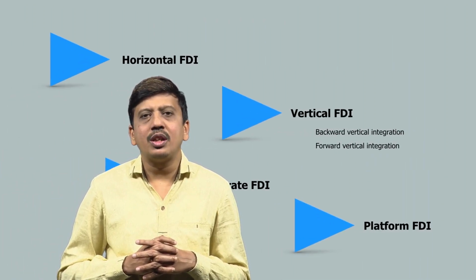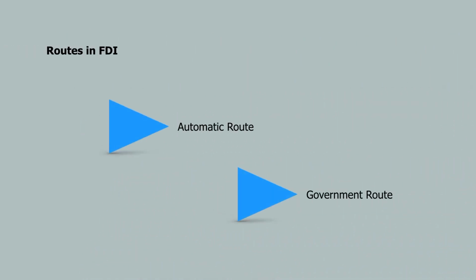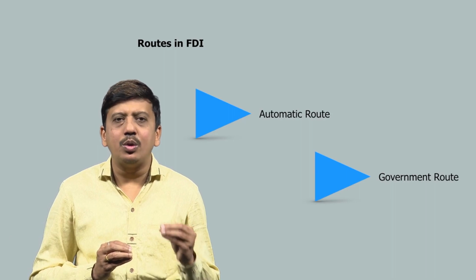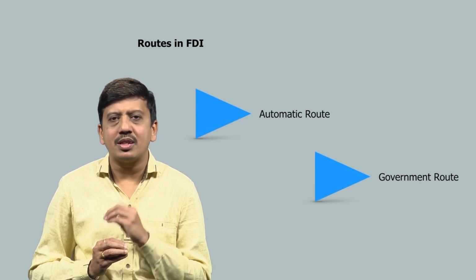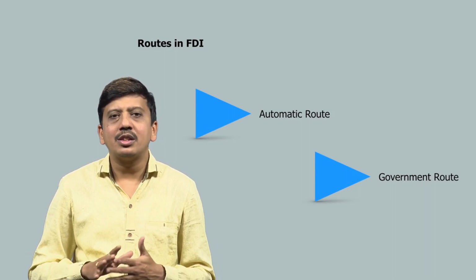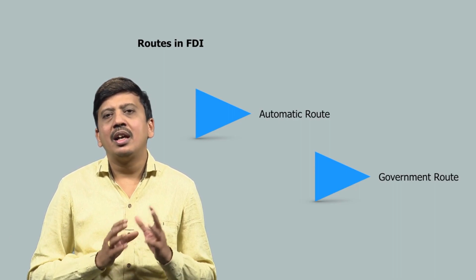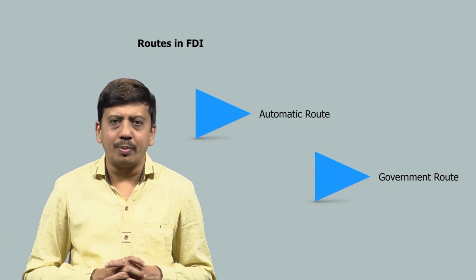Next we will discuss the two routes available in FDI: automatic route and government route. Automatic route means the entry route through which investment by a person resident outside India does not require the prior approval of the Reserve Bank of India or the central government.